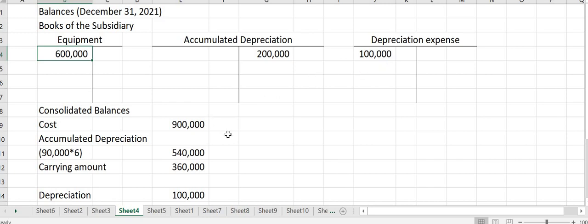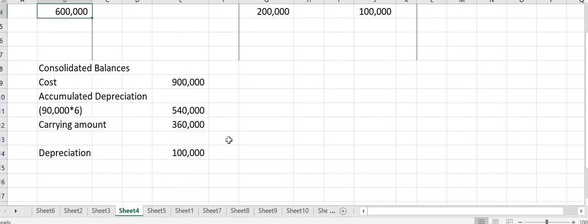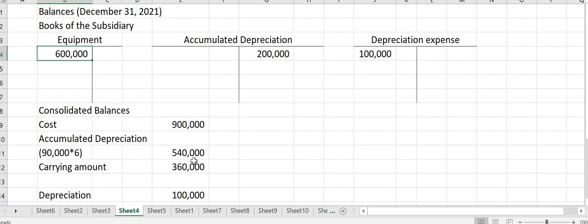But for consolidated purposes, the balance of the equipment should be 900,000. And then yung accumulated depreciation kasi nga it's 6 years na after the acquisition, so the balance should be 90,000 times 6, so actually 540,000. And the carrying amount should be 360,000. And then of course, the depreciation should be, instead of 100,000, 90,000. Okay, the original depreciation.